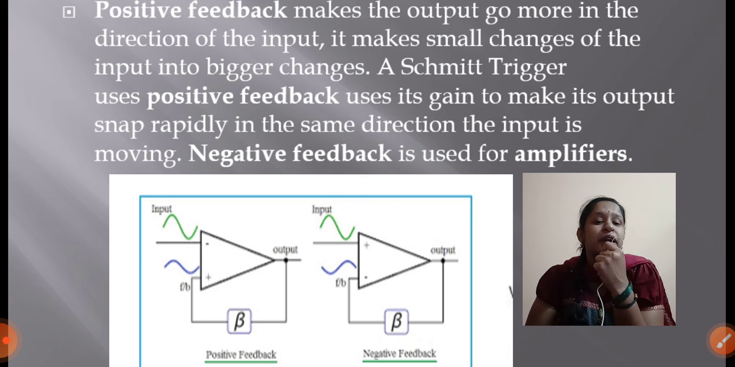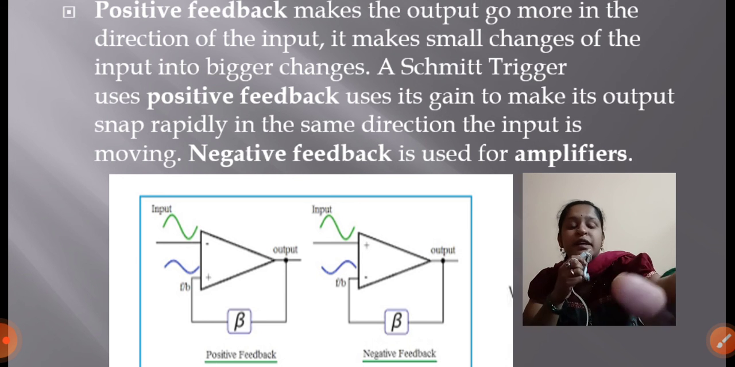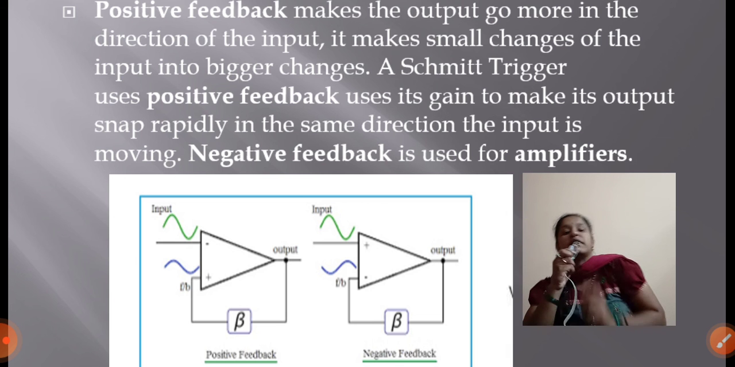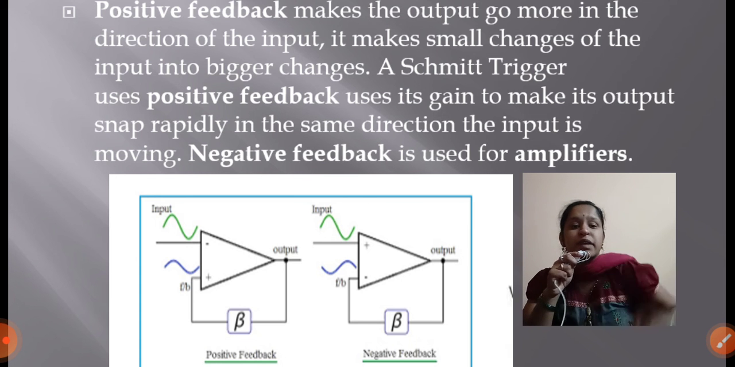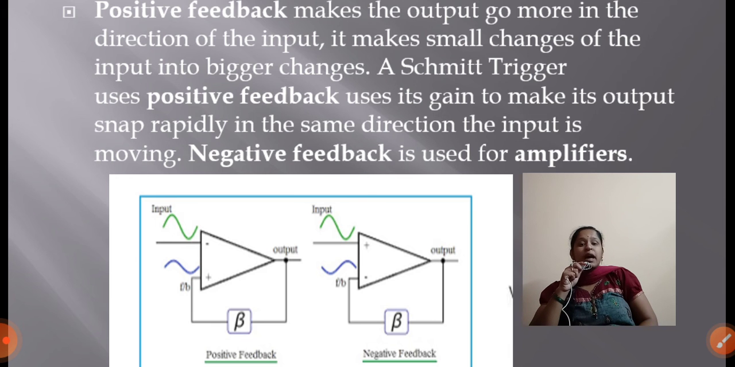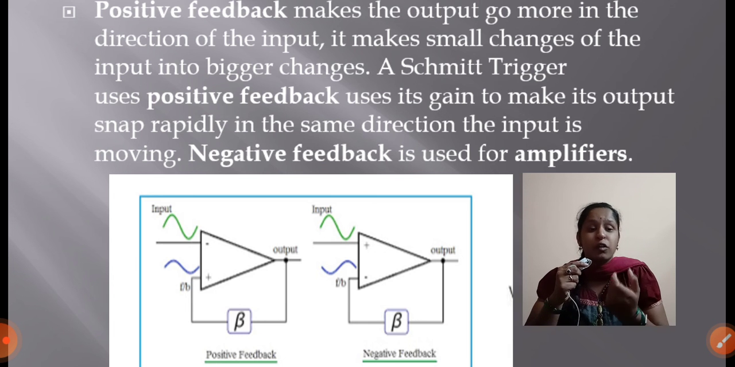Negative feedback is used for the amplifier. In negative feedback, the inverting terminal gives the feedback to the output. Input at the non-inverting terminal, and the output gets connected. That is very important. How much output will you get? We can get it.